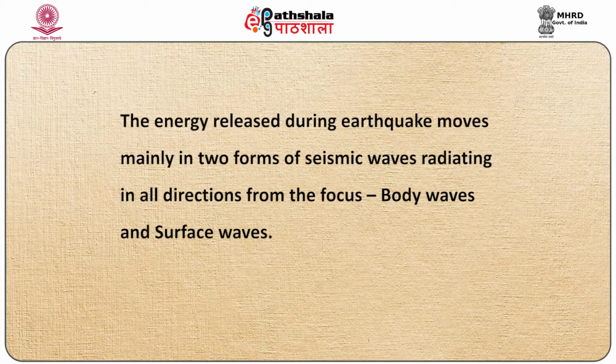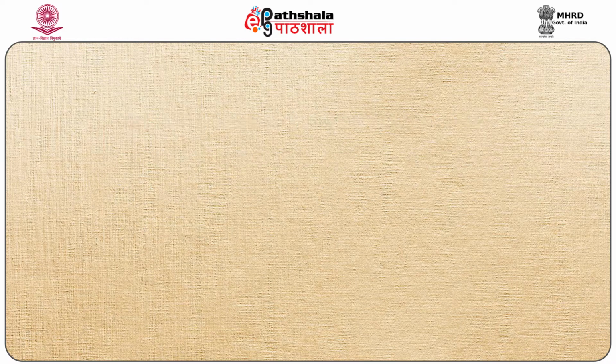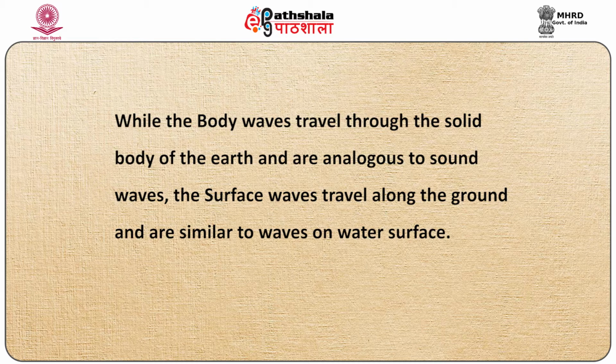The energy released during an earthquake moves mainly in two forms of seismic waves, radiating in all directions from the focus: body waves and surface waves. While the body waves travel through the solid body of the earth and are analogous to sound waves, the surface waves travel along the ground and are similar to waves on a water surface.